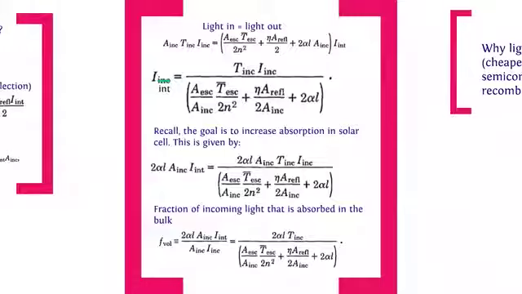So the fraction of the incoming light that's absorbed. You can think about, if I get 100% of light coming in, what percentage of the light is absorbed inside the silicon? What percentage of the light is utilized? That's simply this stuff divided by what came in. And then you get some expression. Now we're going to simplify this.